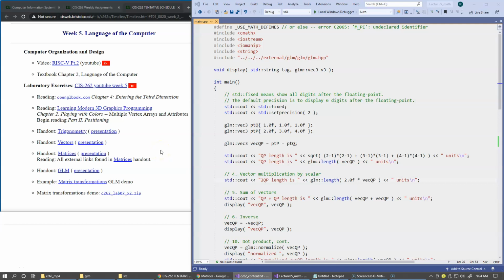In this video we discuss matrices in matrix math, and this is our presentation.